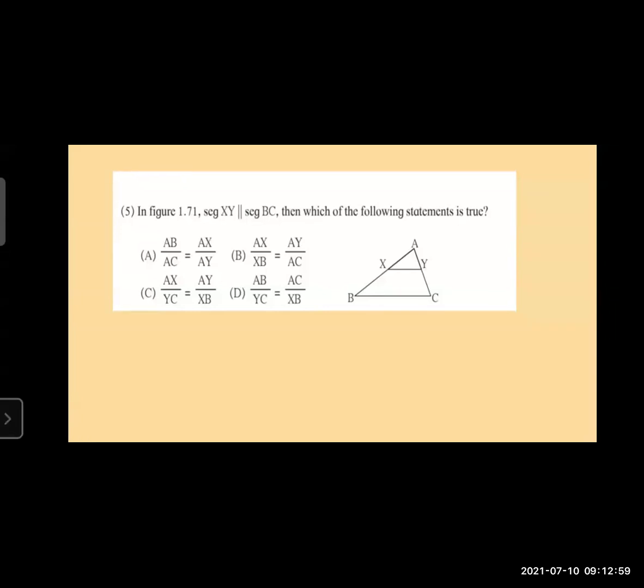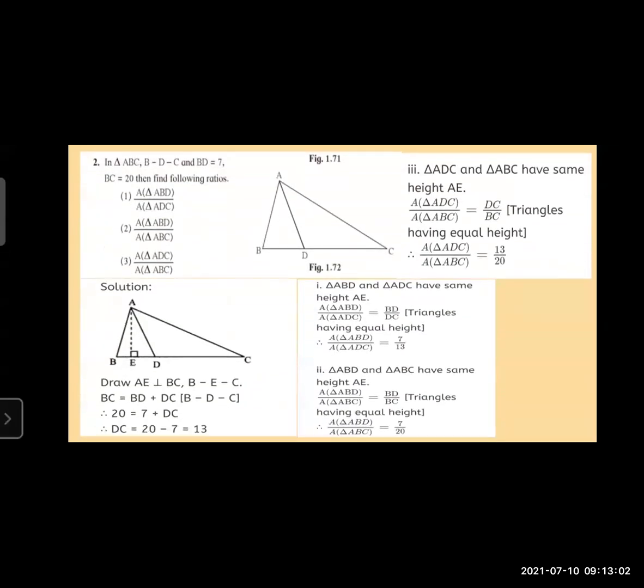Okay. Now next, question number 2. In triangle ABC, B, D, C are collinear and BD is equal to 7. See in the figure, triangle ABC, B, D, C are collinear and BD is equal to 7 and BC is equal to 20. So BD is given 7 and BC is 20. Then find the following ratios. So here you have to find these three ratios, one by one.